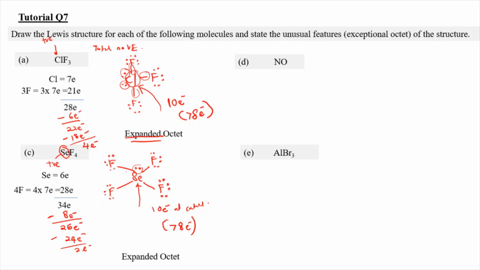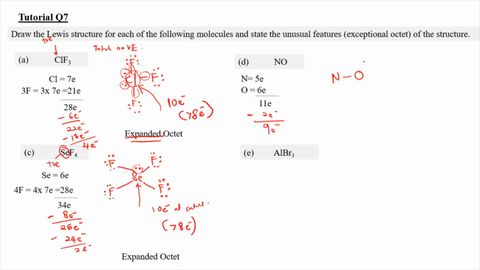Alright. Now we're going to do NO here. So as usual, we need to find the total number of valence electrons. So the total number of valence electrons for NO: nitrogen is going to be 5, oxygen is going to be 6. So the total number of electrons that we have is 11 electrons. So N with O, we're going to form a bond in between NO. So minus 2 electrons, 11 minus 2 is going to be 9 electrons.